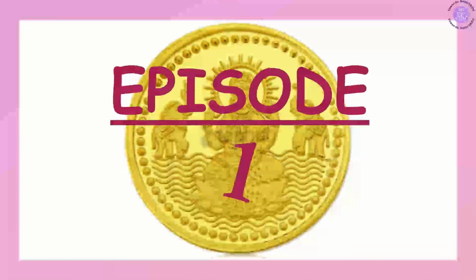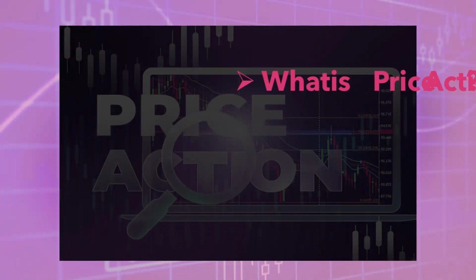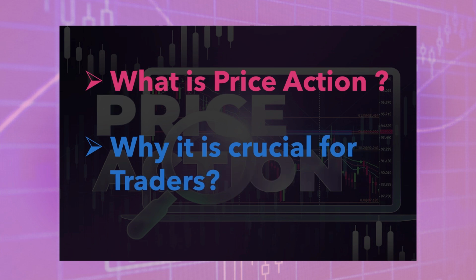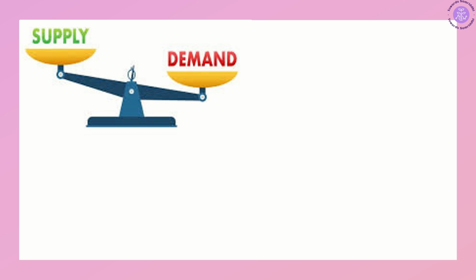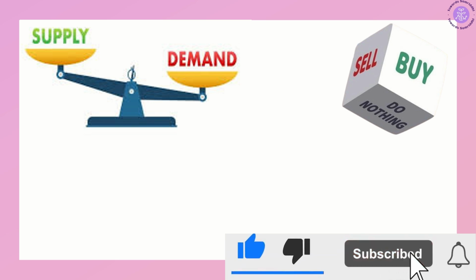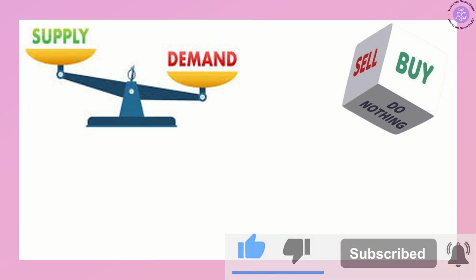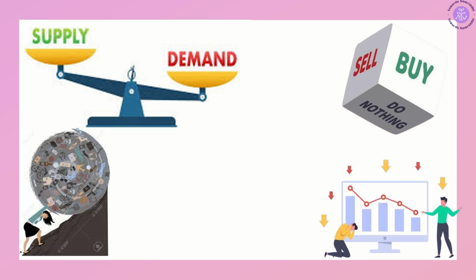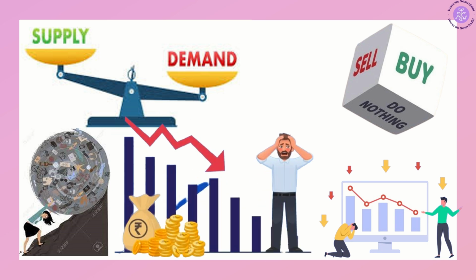In this episode, we'll explore what price action is, why it's crucial for traders, and give an overview of the topics we'll cover. The stock market operates on the principles of demand and supply. Sometimes we buy stocks, and other times we sell them. However, relying solely on our instincts for buying and selling can be detrimental to our trading account. It can lead to losses, and in the worst-case scenario, wipe out our entire capital. This is why all traders strive to be profitable.